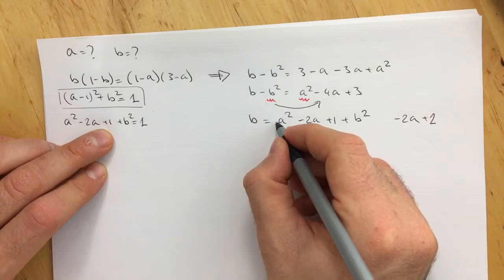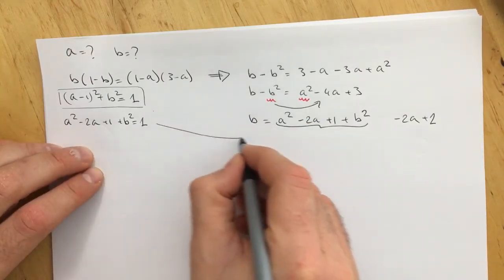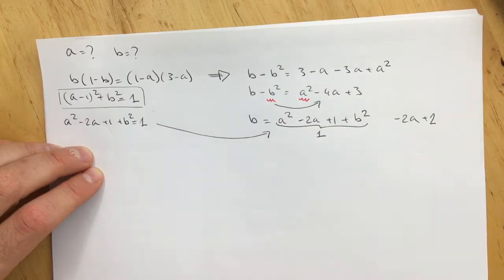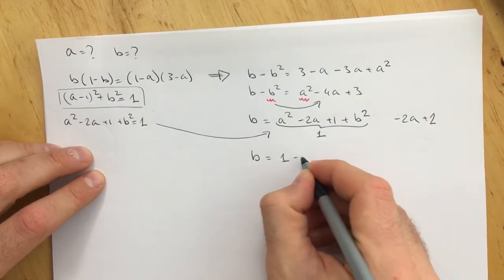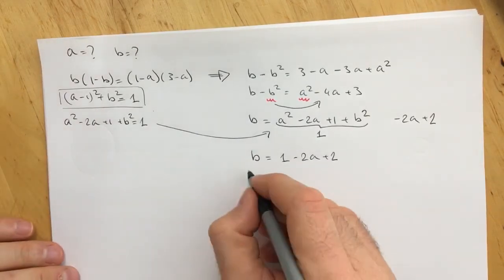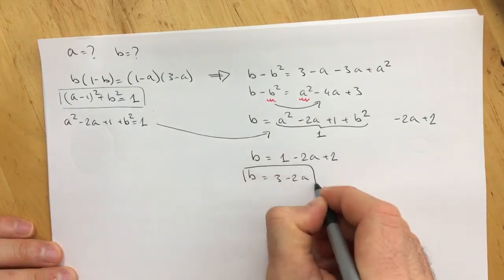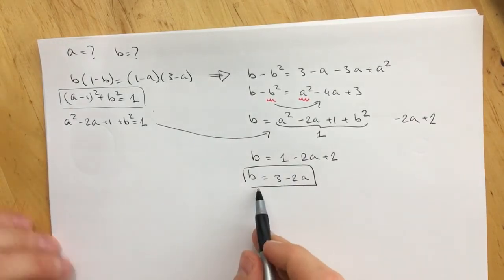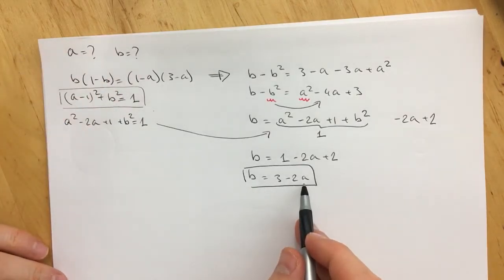But now, this whole thing is how much? By this equation, this whole thing is just 1. So I have that B is equal to 1 minus 2A plus 2, or simply B is equal to 3 minus 2A. So there you go.